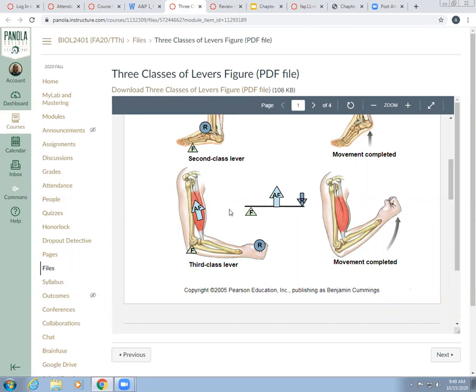Okay. Just on a related note, if this is the movement, is this the prime mover or the antagonist? Biceps brachii. It's the prime mover, right? Because it's doing the movement. What is going to be your antagonist? Anybody know what this muscle is called? Triceps brachii. Yeah, that's your antagonist. Okay. All right.